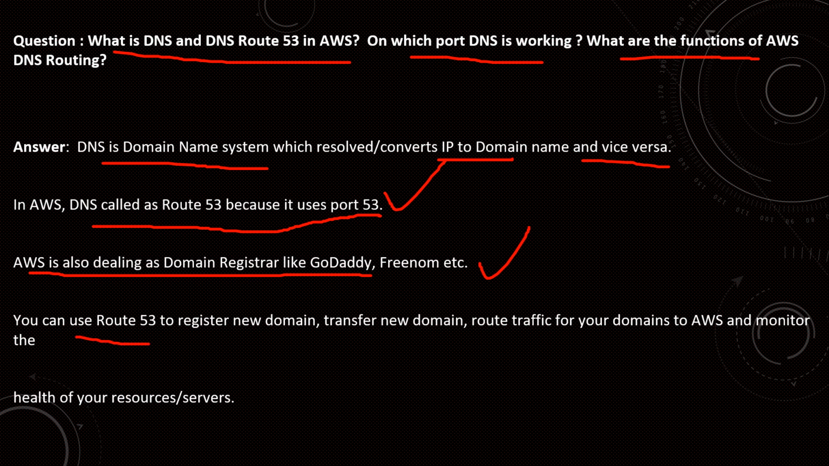You can use Route 53 to register a new domain, transfer a domain, route traffic to your domains in AWS, and monitor the health of your resources and servers. So this is the functionality of DNS. Next slide.